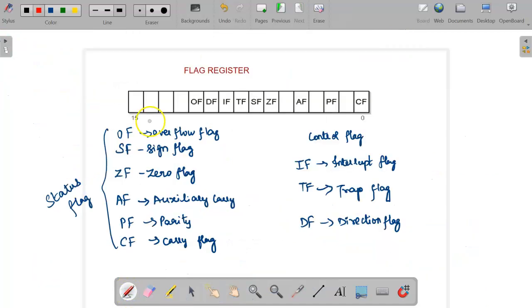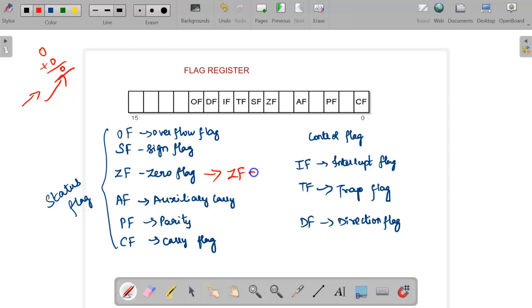So the flag register is again a 16-bit register. In that, only 9 active flags are there. 6 flags are status flags, and 3 flags are control flags. Status flag means, for example, after doing an addition operation, say 0 plus 0, what is your result? It is 0. If your result is 0, then the zero flag will be affected.